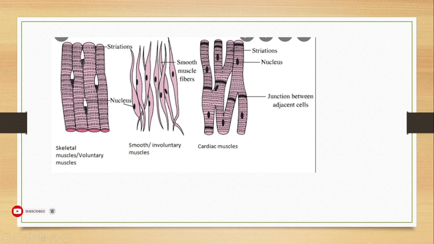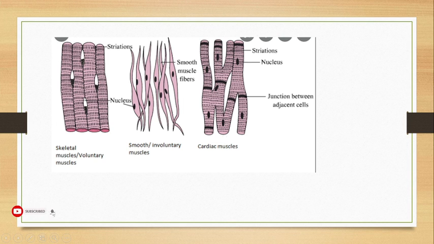We can see here in involuntary muscles, pointed ends are present. See here how they end with pointed ends. In smooth muscle, we can observe a single nucleus present. Involuntary muscle means they are not under our control, for example the intestine and the eyelids. So this is about the involuntary muscles.